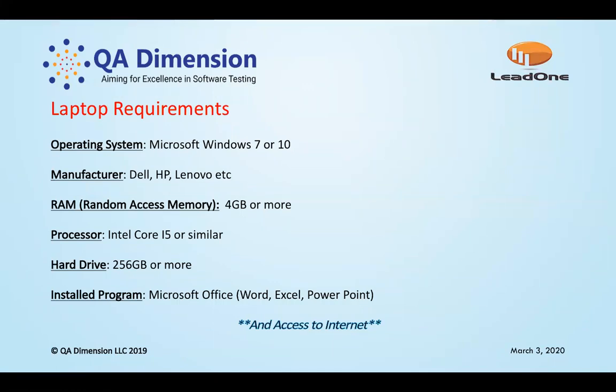So the operating system has to be Windows 7 or 10. The manufacturer can be anything: Dell, HP, Lenovo. The RAM should be 4 GB or more. I always tell people to buy 8 GB, but some people are budget conscious, so they go with 4 GB. For this course it really doesn't matter, but try to buy an 8 GB RAM laptop. The processor should be i5 or similar, and the hard drive 25 GB or more. That's the minimum configuration your laptop should have.